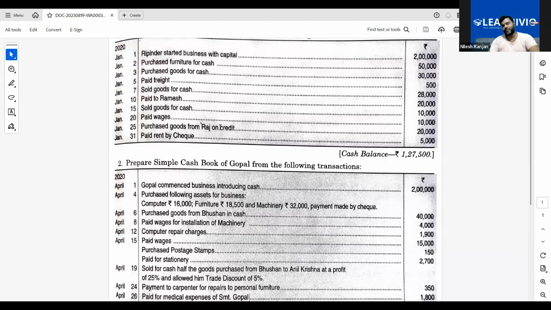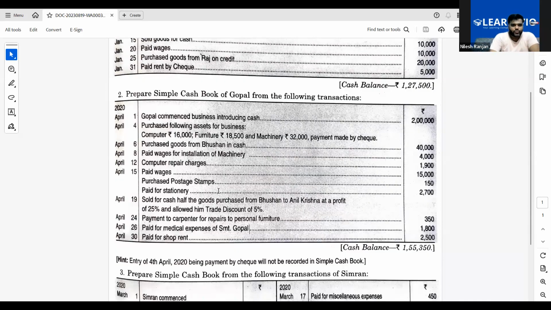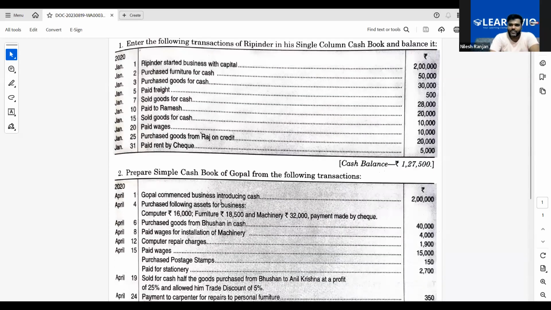Okay, do you want to solve question one or three? Tell me. You solve one, that will be easy. Okay, I'll do the first one.